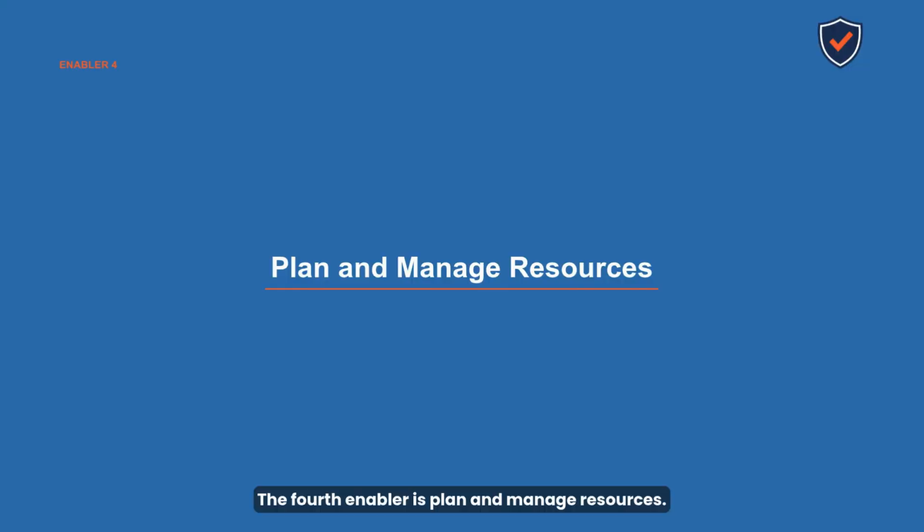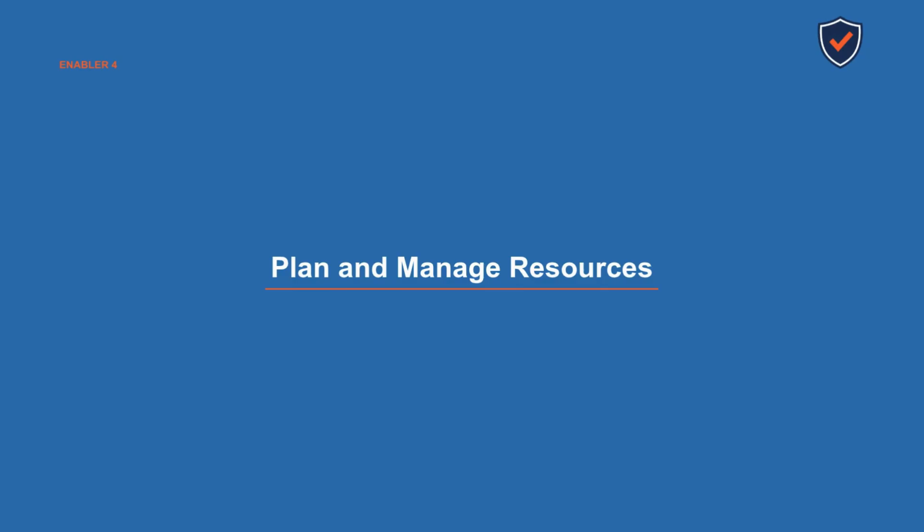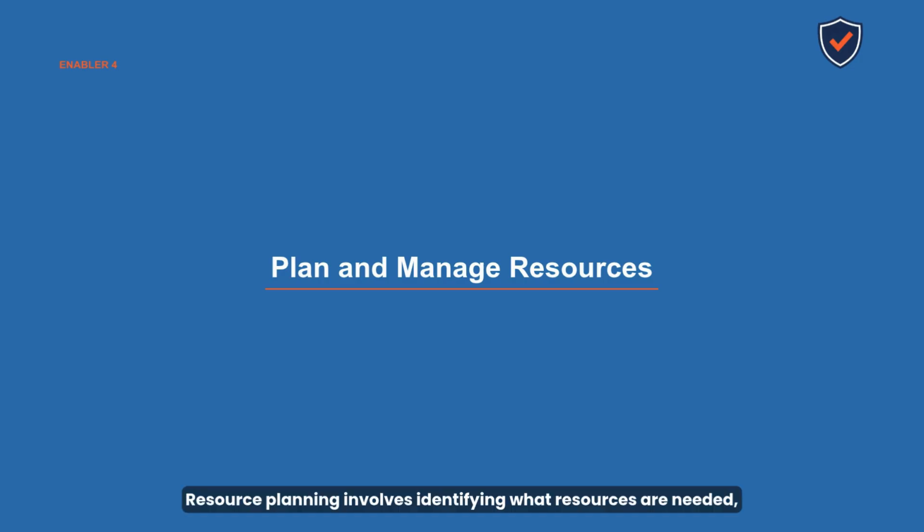The fourth enabler is plan and manage resources. Resources on the PMP exam include both human resources, team members, subject matter experts, contractors, and physical resources, equipment, materials, facilities, and technology. Resource planning involves identifying what resources are needed, when they are needed, and in what quantity. The resource management plan documents roles and responsibilities, team development approaches, and how resources will be acquired, managed, and released.